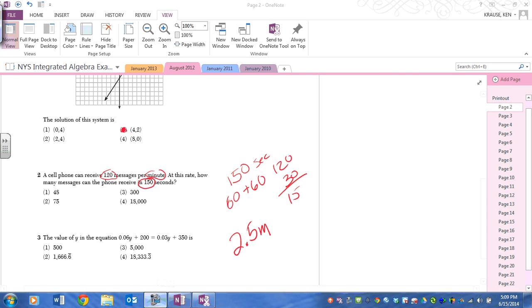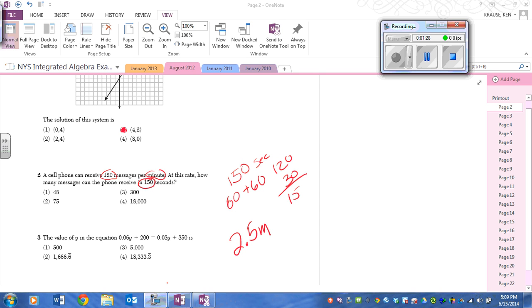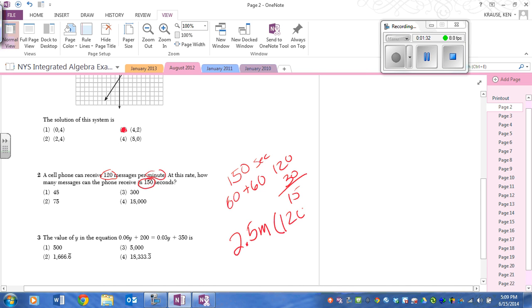But 2.5 times 120. That's really simple. 300 messages.